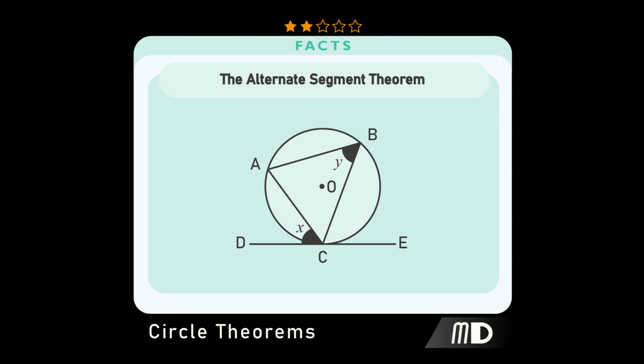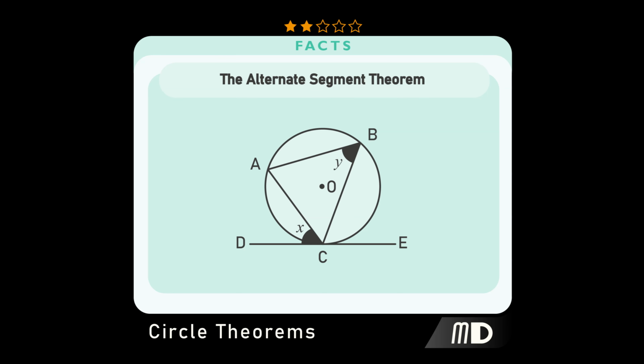The theorem tells us that in any circle, the angle between a tangent and a chord through the point of contact is equal to the angle in the alternate segment. That sounds a bit technical, so it makes more sense when we look at this diagram.